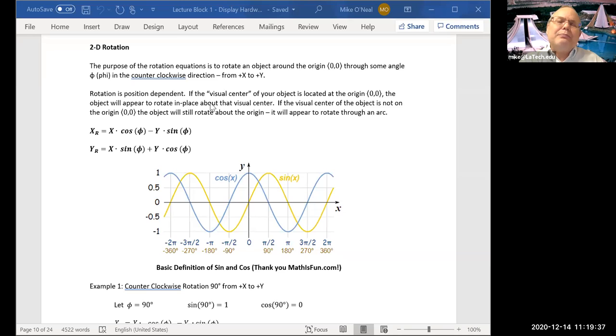Now, I put visual center in quotes because a lot of times students say, well, what is the visual center? It is not a precisely defined term. It's not like center of mass or something like that. It is where a human looking at it would say, this is the center of this thing. It's generally towards the middle of the object. So that's about the best I can say. It's like, okay, well, what would you say is the center of the object? And that could differ.